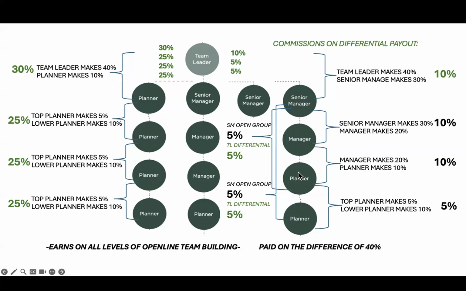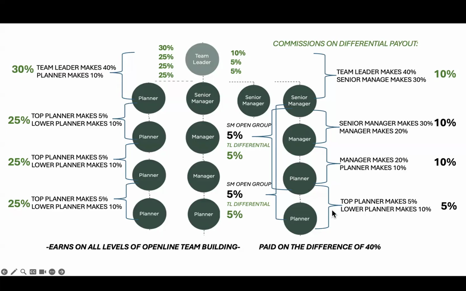Now, manager and planner, right? Their differential is 20 to 10. Among the manager and planner, 10% got paid out to them, right? And 5% open group went to the senior manager. So because there's another 5% left over because of the SM that went to him, 5% rolls up to that team leader. Same thing on level 3 and level 4 planner, right?